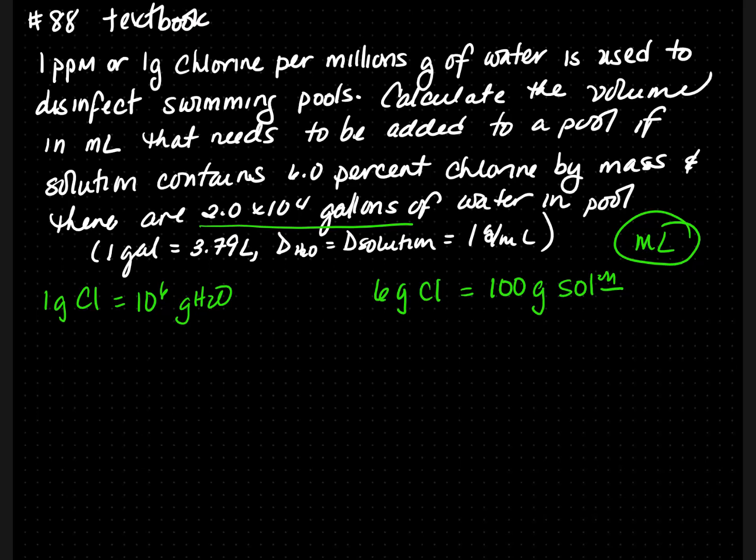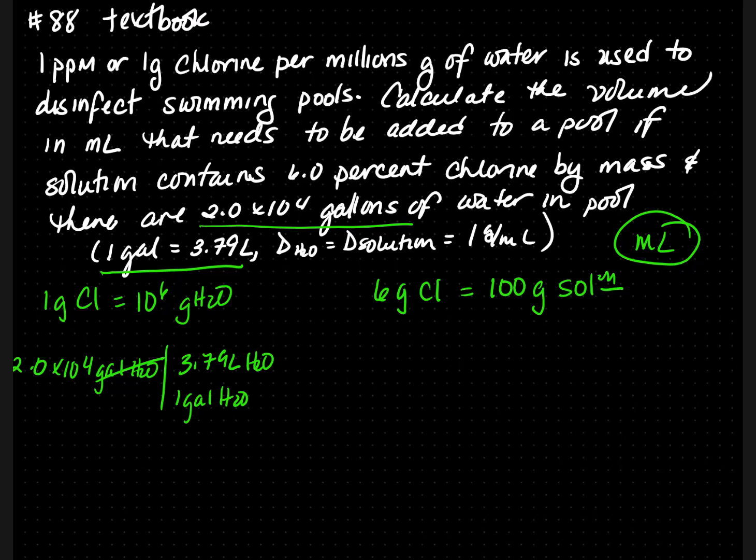So again, you want to start with the unit by itself. So I'm going to start with 2.0 times 10 to the 4th gallons of water. We know I need to go to liters, so I'm going to convert my gallon into liters using this conversion that was provided. 1 gallon water is 3.79 liters of water. And if you notice, I put water in because we are dealing with water, we're dealing with solution, and we're also dealing with chlorine. Remember, a solution is a mixture of the water and the chlorine.